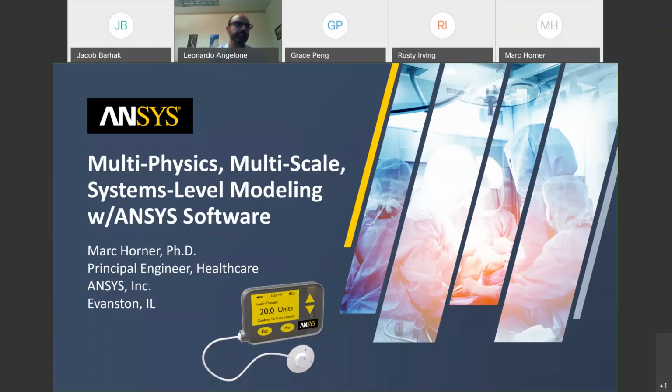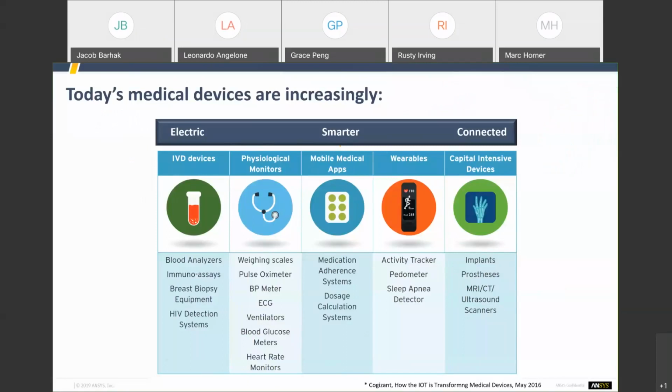Okay, thanks for the introduction, Leonardo. Thanks everyone for attending today. What I'd like to do now is build off of the wonderful overview of digital twin that Rusty provided, and provide an example that's specifically within the healthcare space. As a little bit of motivation, I'll talk about the complexity we're encountering in medical devices and how digital twins can help us address that complexity. We'll also see how system-level modeling and simulation can address it as well.